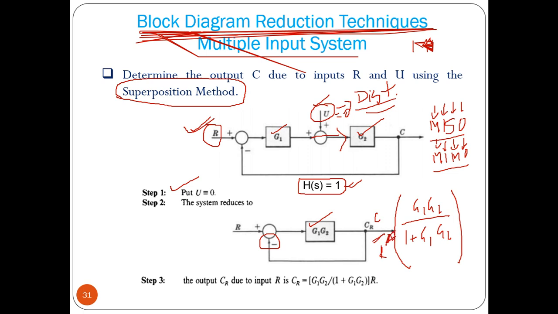C equal to what? Nothing but this factor into R, that will be equal to C. So the output Cr due to input R is G1 G2 divided by 1 plus G1 G2 into R. Okay, C by R equal to transfer function. So C equal to transfer function multiplied by R. That is the factor, which is due to R input only when U equal to 0.